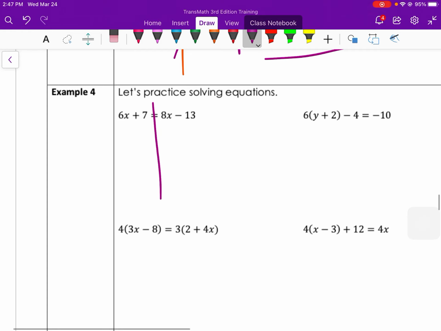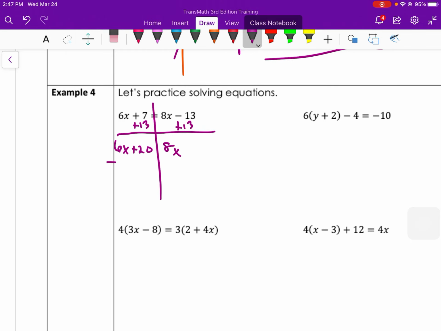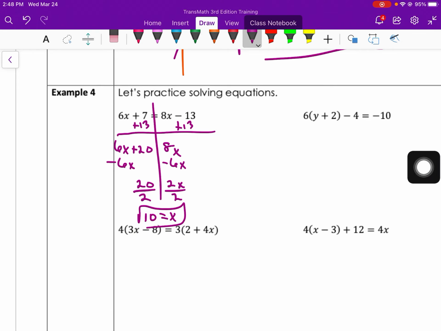I'm going to first get my constants on one side. So I'm going to add 13 to both sides because it was minus 13. So then I have 6x plus 20 equals 8x. Now I'm going to subtract 6x from both sides, and we get 20 equals 2x. Divide by 2 to get x by itself, and we have 10 equals x. This is not a special case. This is what we're familiar with. It's what we've seen. We have one input for x to make the statement true, and that's what we're showing.